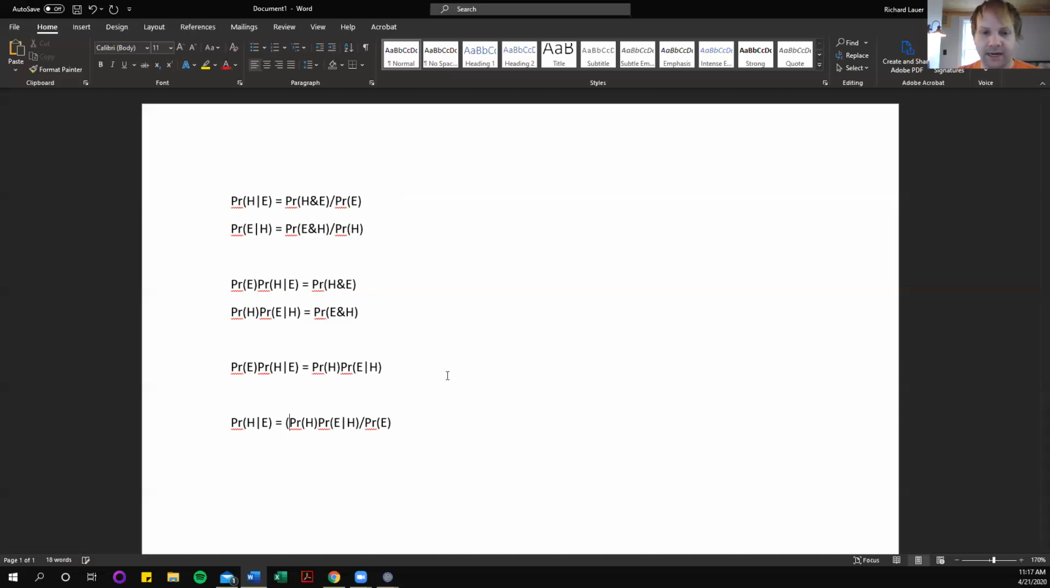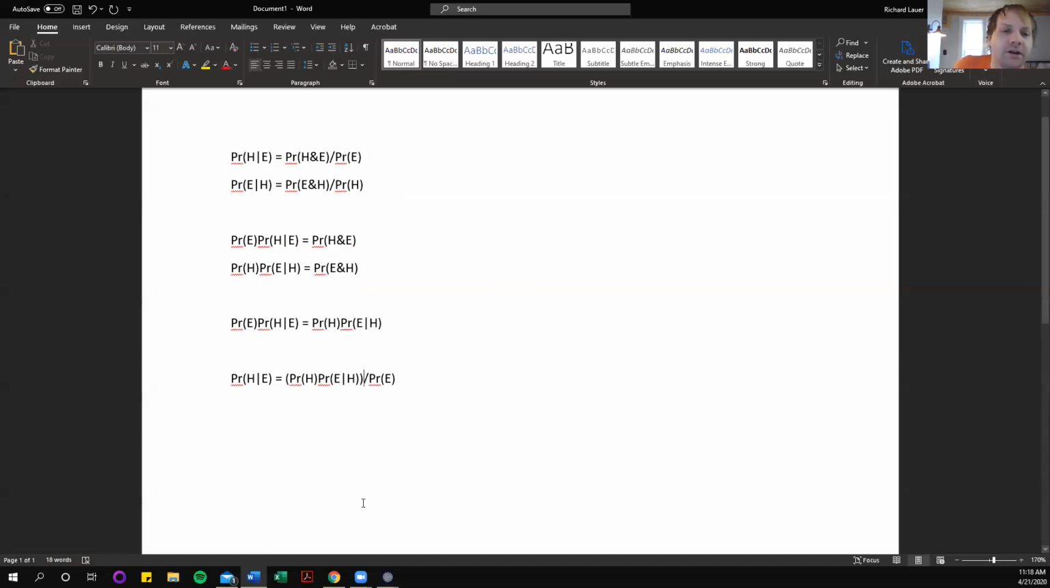Make sure we know that the entire thing is being placed over E, right? So here's what we get. If we want to know how much support some evidence provides for a hypothesis, then what we need to be able to do is find the probability of the hypothesis multiplied by the probability of the evidence given the hypothesis, divided by the probability of the evidence. Okay, so that in a nutshell is what we call Bayes' theorem.